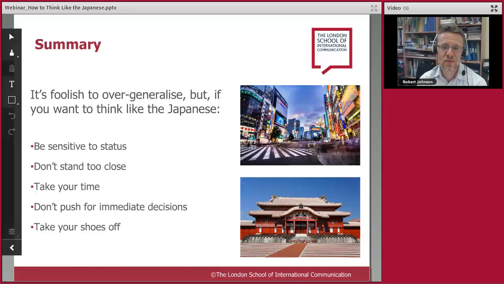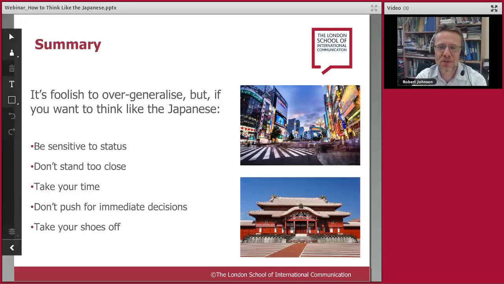In terms of physical space, I would recommend you to keep your distance from the Japanese. Don't stand too close. If you've ever had a conversation with a space invader, it's not very nice. You want to take a step back. That's often how the Japanese feel about us. So don't come in too close. They won't like it.